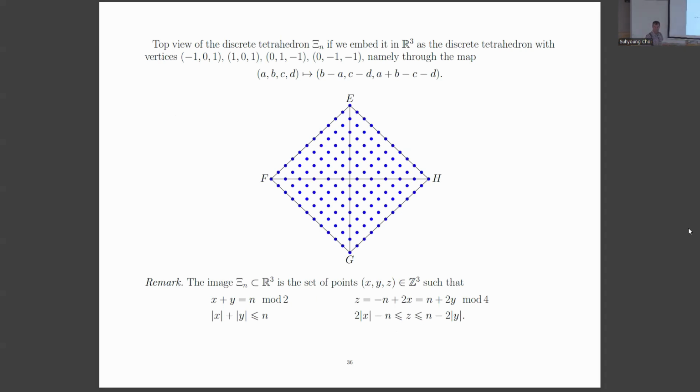The way the tetrahedron is obtained, you linearly embed it in R3. You only need to know where the vertices go. And so you send the vertices to these four points here. Except that this is in the XY plane, and there is the z-axis going towards your eye. That's why you don't see very much.